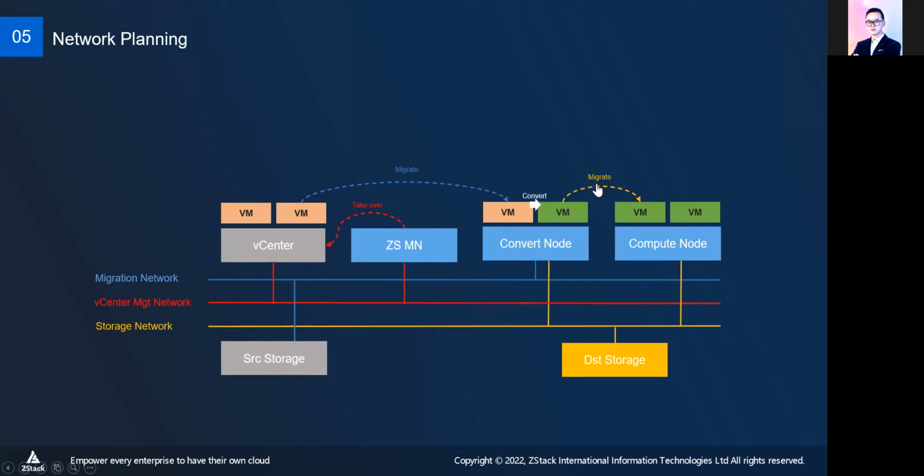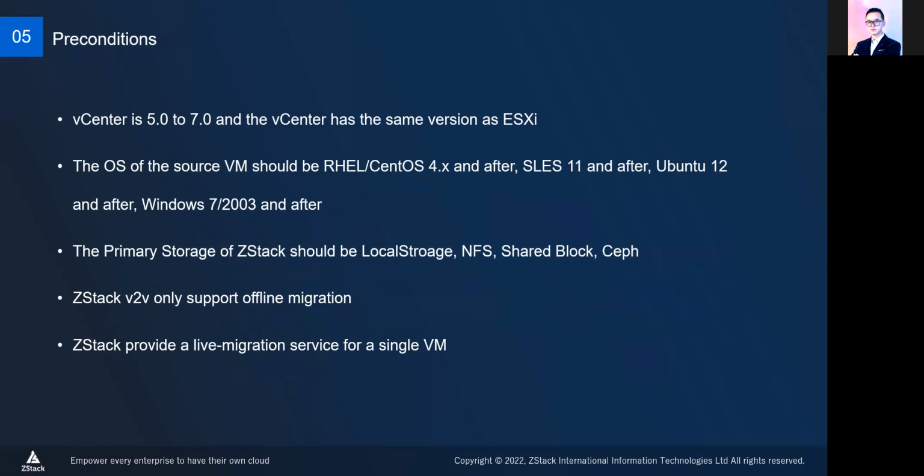Then migrate to ZStack compute node and boot this virtual machine on the ZStack storage. So this is logical for the ZStack migration. And so for some preconditions, the first thing is ZStack migration supports vCenter 5 to 7, and it must have the same version with the ESXi.